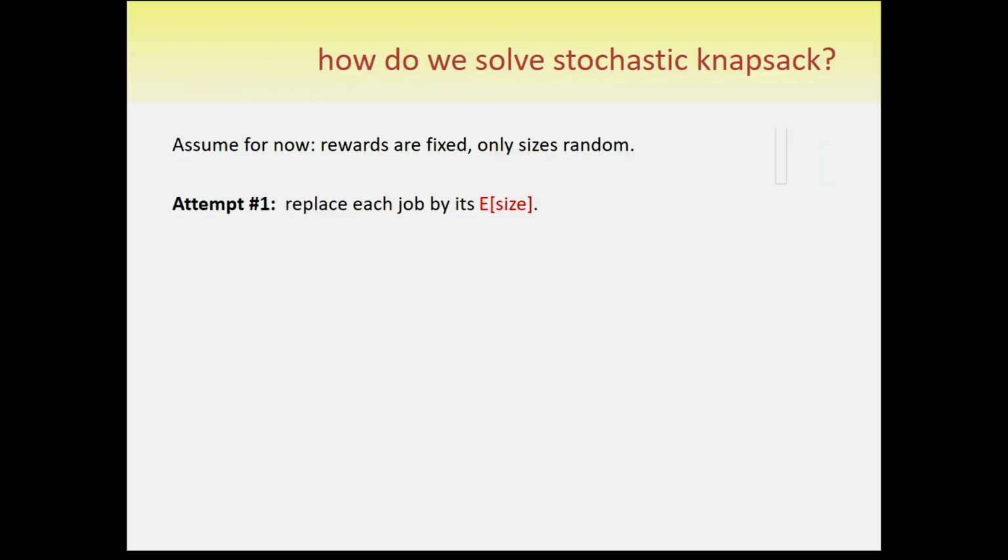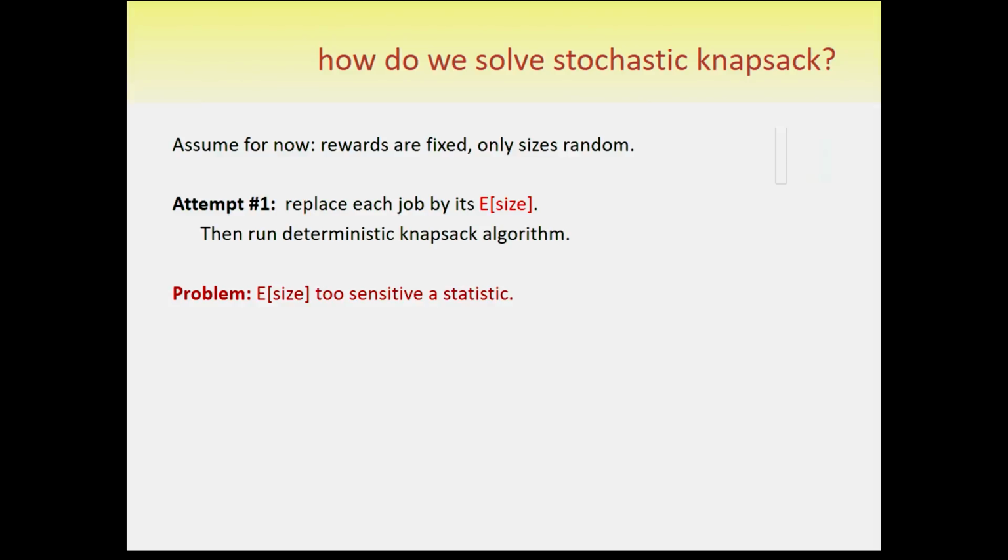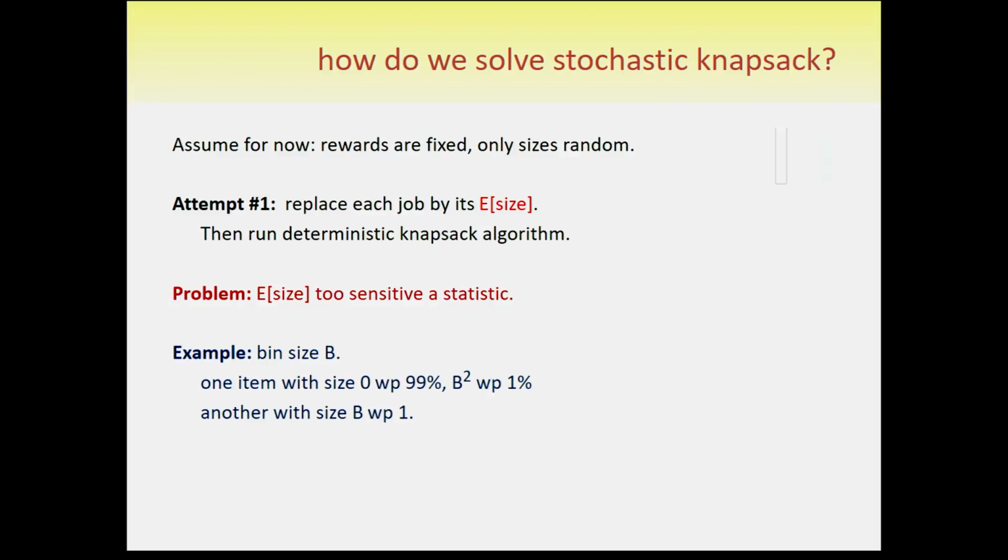Bad. Bad, yeah, terrible. Expected size is too sensitive a statistic, right? I mean, why should you look at the expectation? Basically, here's an example. This bin size is B always. Here's one item which is almost always 0, but with some small probability, I'll give you a massive size. So, I can make its expectation anything I want. Okay. So what should we do?